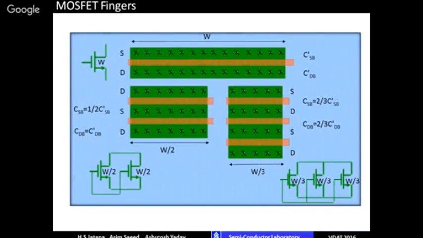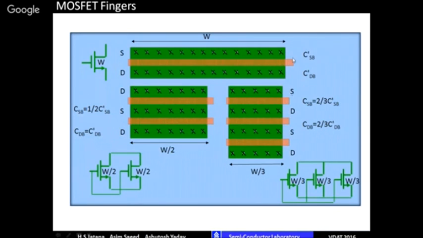Your CSB will reduce to half. How? You see, this is poly, this is drain and source of one transistor, this is poly of the second transistor, this is drain and source of the second transistor, and this source is being shared by these 2 transistors. So the capacitance will be W by 2 into L. So it is becoming half. So you can see in the layout you have reduced one capacitance to half.